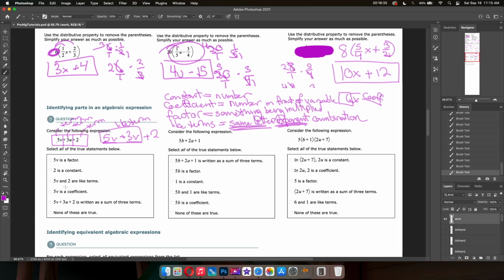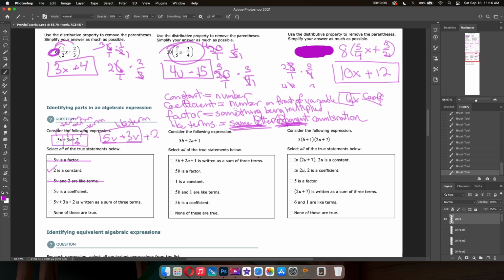And now you know what you're looking at. Now, 5v, factor. Factor is something being multiplied. Is 5v being multiplied by anything? No, that's not it. 2 is a constant. Constant is a number. Yes, check that off. 5v and 2 are like terms. Okay, like terms is the same letter and the same exponent. Well, 5v has a v. Does 2 have a v? Nope. Ergo, ixnay, cross it out. 5v is a coefficient.